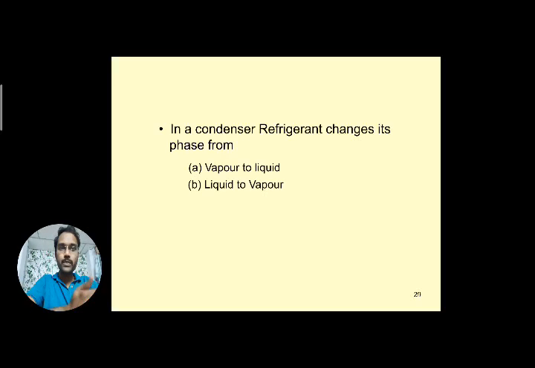So if you see the options, vapor to liquid, liquid to vapor, no change, and the answer you can note it as vapor to liquid. If you see the second option, that is liquid to vapor, that is a vaporization process which is happening in the evaporator. The name itself tells evaporation or vaporization. So liquid to vapor conversion, but here in the condenser it is vapor to liquid form.